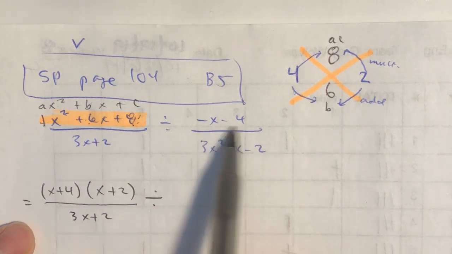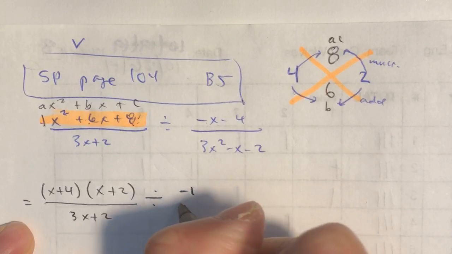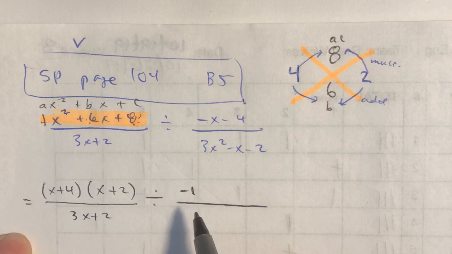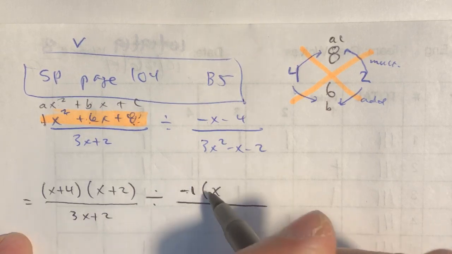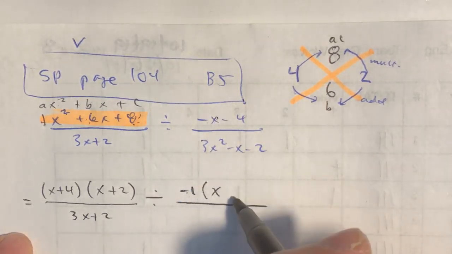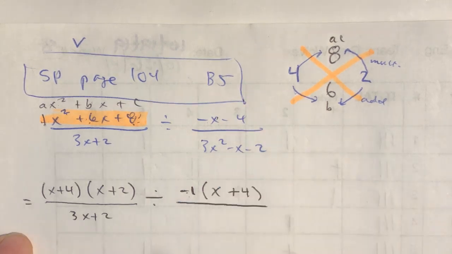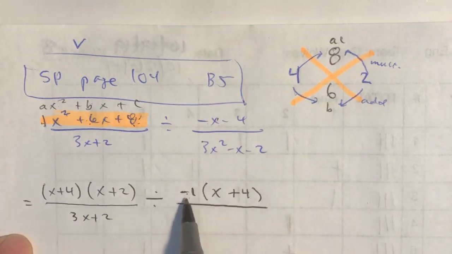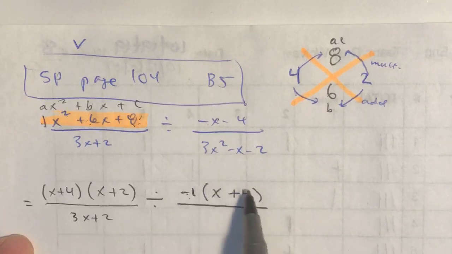Now this one, it just looks like they have a negative in common. So I'm going to pull out a negative 1 as its greatest common factor. I'm left with negative 1 times x is negative 1x, and negative 1 times positive 4 gives me a negative 4. So again, greatest common factor, to check that this is correct, you just distribute.